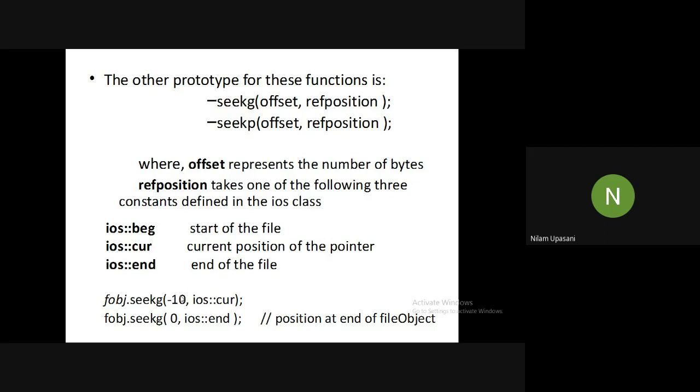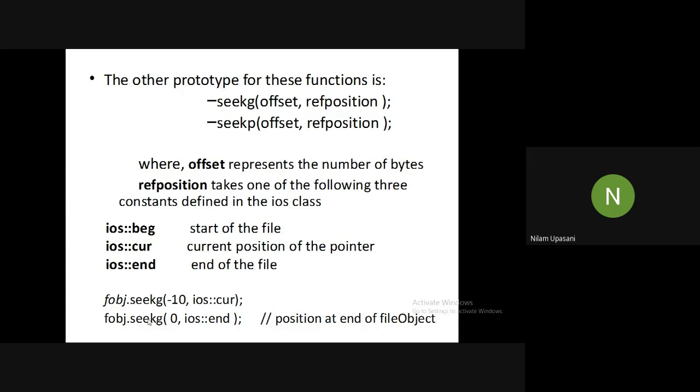So this is the reference position from where you want to move, and these are the number of bytes that you want to move in either the forward or reverse direction. If reverse, you give a negative number, and if forward, normal positive numbers.